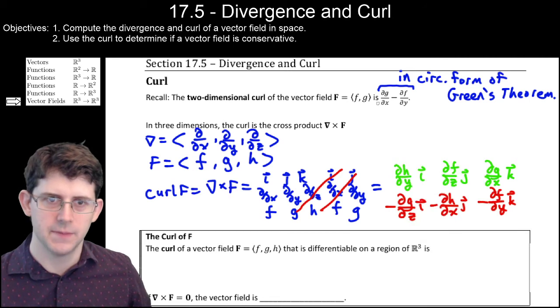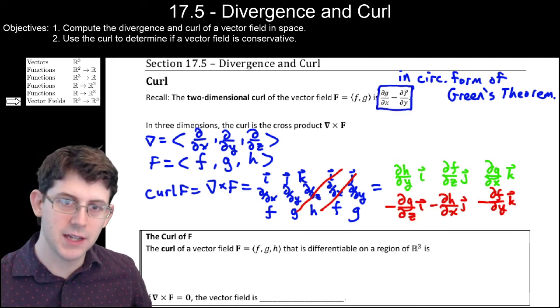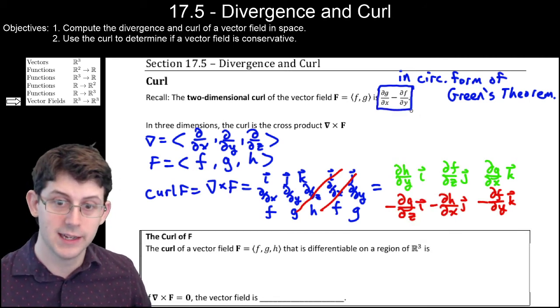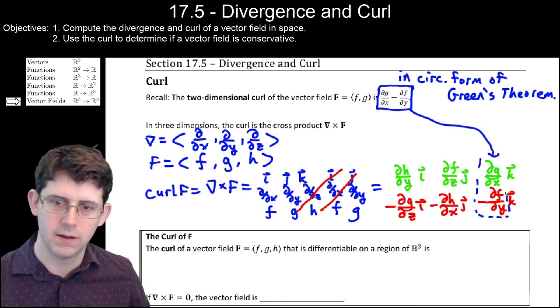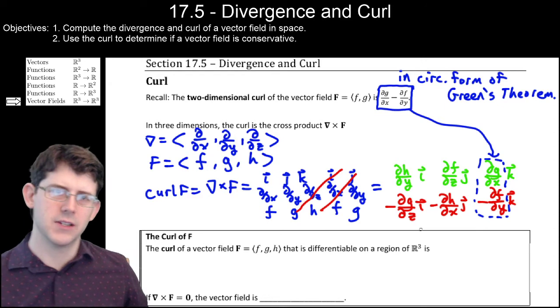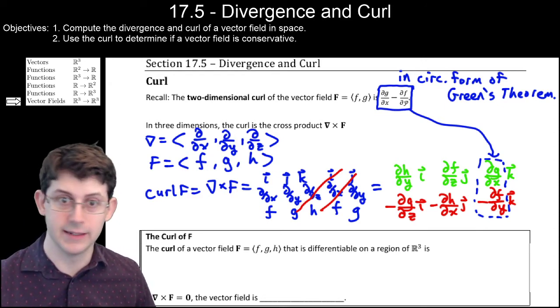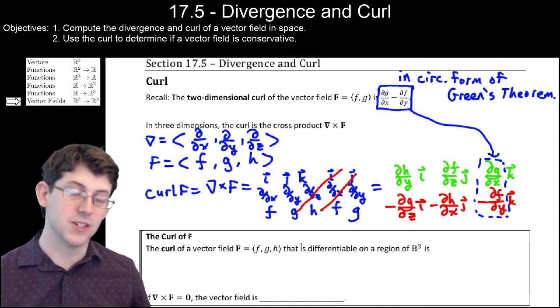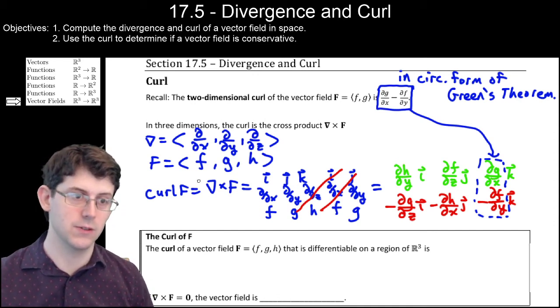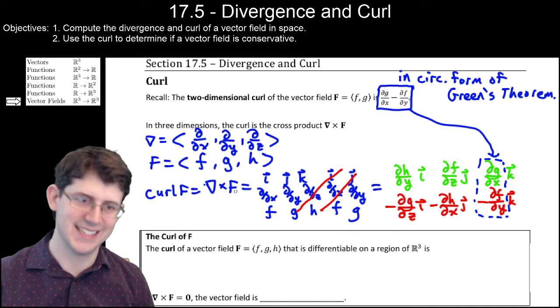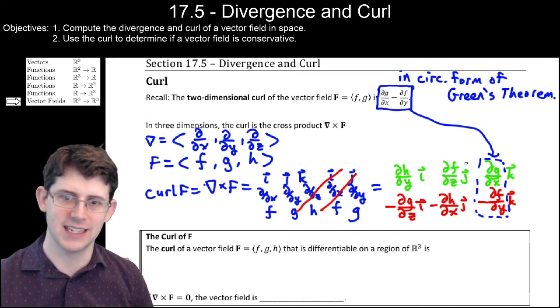What can we notice? We can notice that partial g, partial x minus partial f, partial y is right here. So the curl in 2 dimensions we defined to be kind of like this random looking mix of partial derivatives. It shows up naturally in 3 dimensions when you do this weird operator crossed with a vector field.